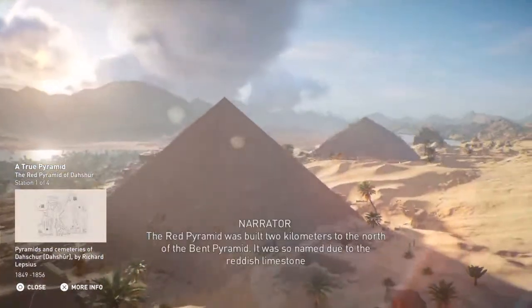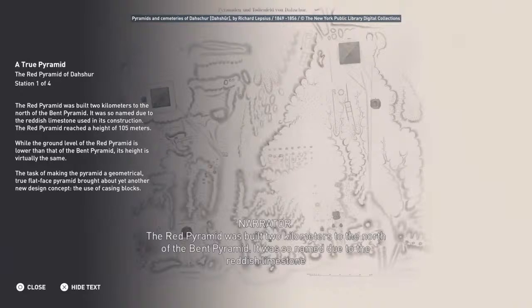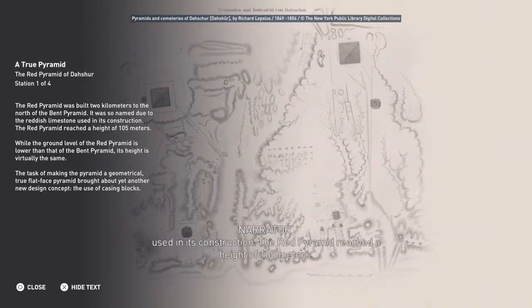The Red Pyramid was built 2 kilometers to the north of the Bent Pyramid. It was so named due to the reddish limestone used in its construction. The Red Pyramid reached a height of 105 meters.